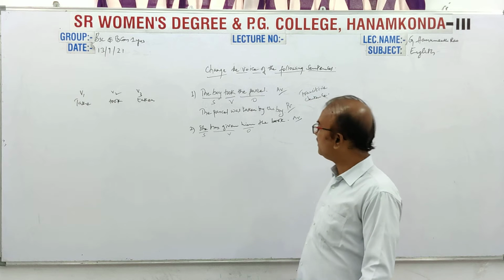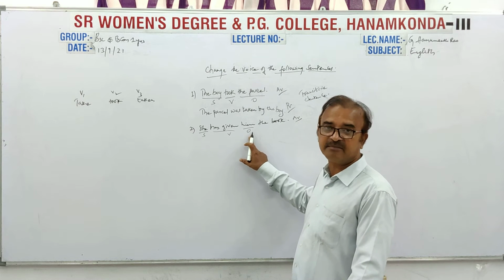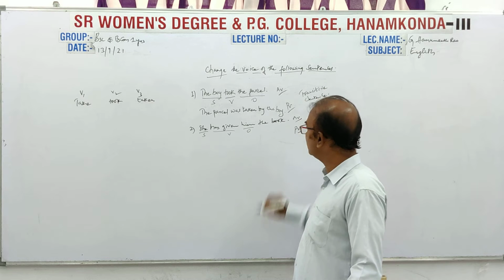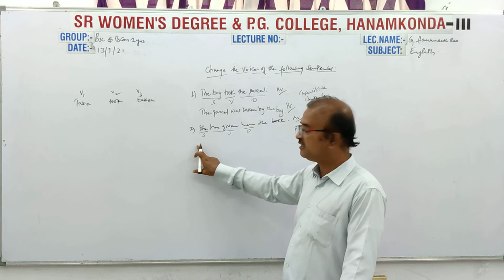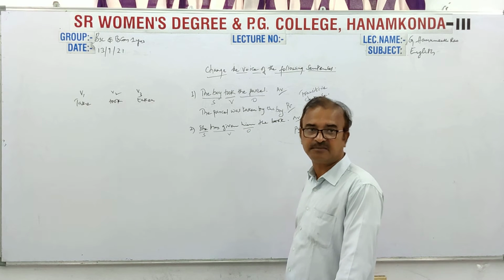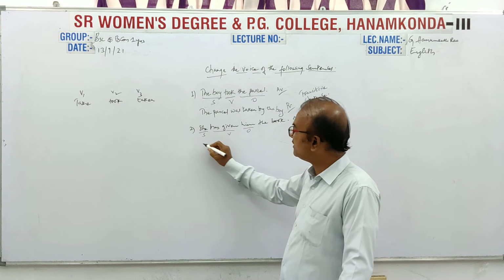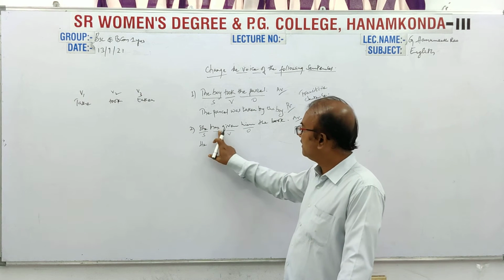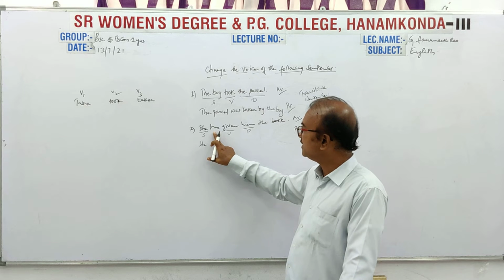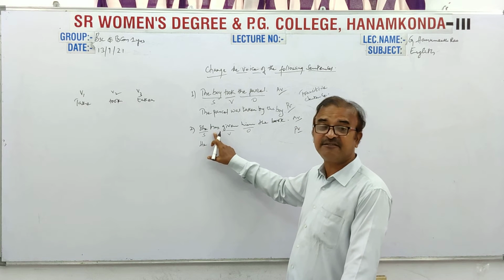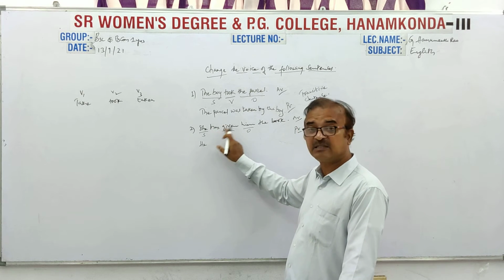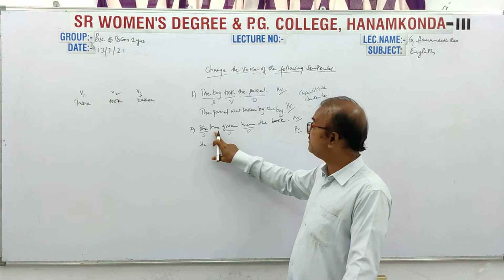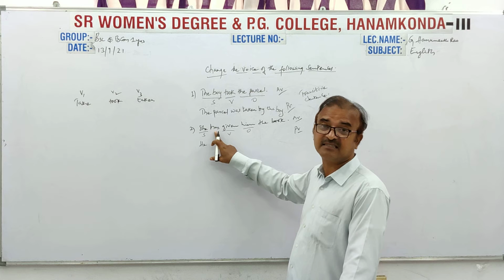Now check this one, guys. Him is the object here. So when we change it into passive voice, the object is automatically brought into the place of the subject. So what happens here? Him changes to he. Now if you take a look at this one, has given is the past participle. The verb is already given in past participle. But check this one here: has.